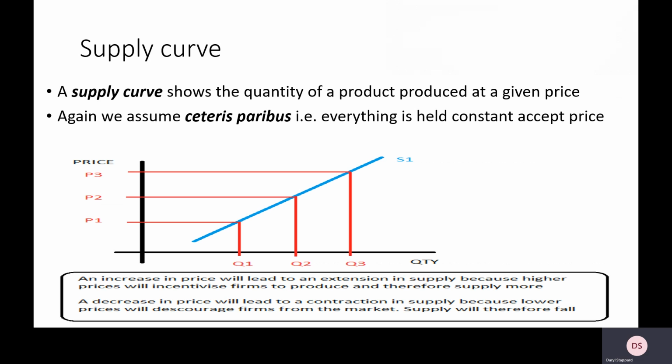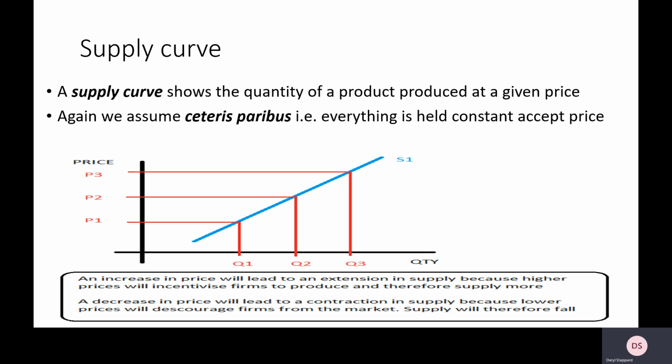Right, you've got here a supply curve. Now, a bit like demand, when we draw a supply curve, we're making the assumption of ceteris paribus. The only thing that's changing along this supply curve is price. Okay, so any other factor which will influence supply is being held constant. We want to see how price will affect supply.